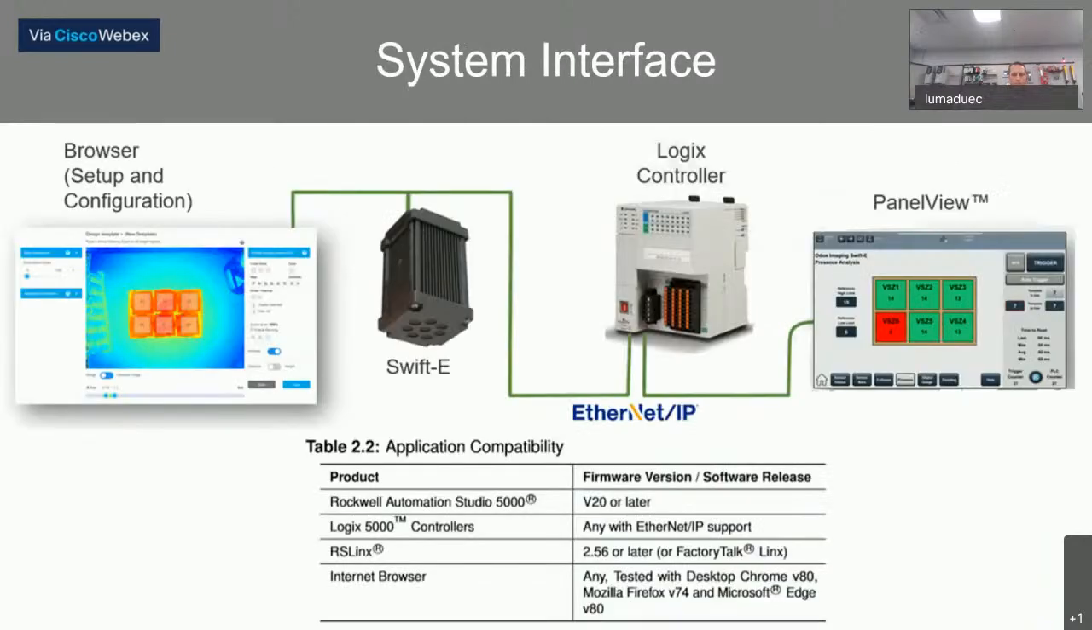This is an example of a complete system setup. Starting with the browser, then over to the sensor through Ethernet IP to the controller, and then to your HMI. And it currently requires version 20 or later of Studio 5000.